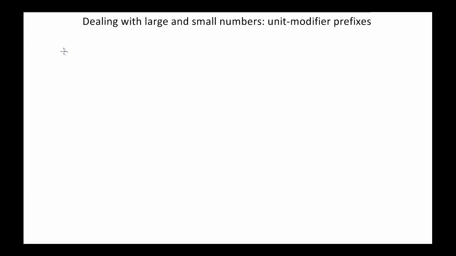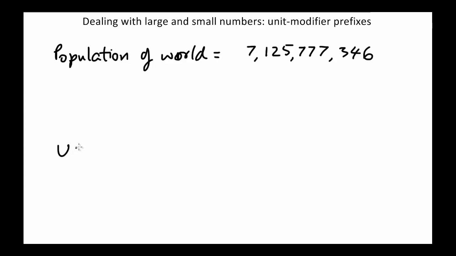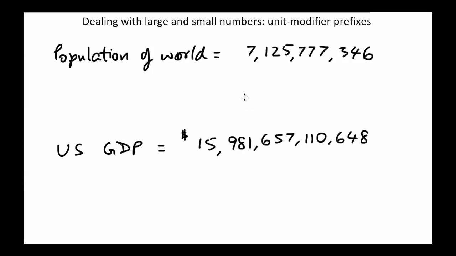Speaking of quantity, in science we often deal with extremely large and extremely small numbers. Here are a couple examples of large numbers. The population of the world, when I checked it in November 2013, according to an online clock, was this large number. And the US gross domestic product was an even larger number. It was this value. How do we discuss such large numbers?